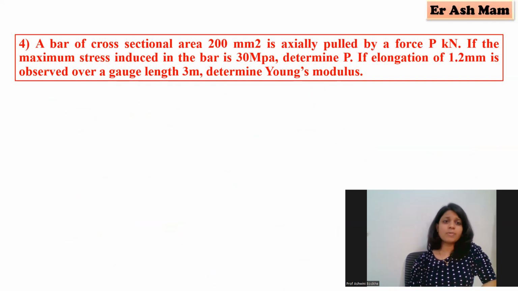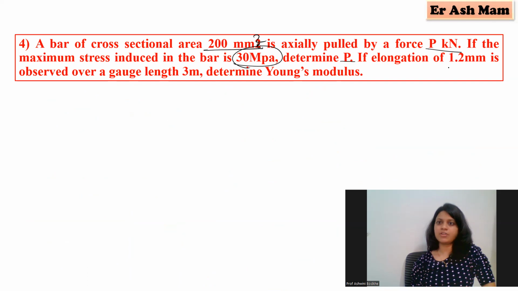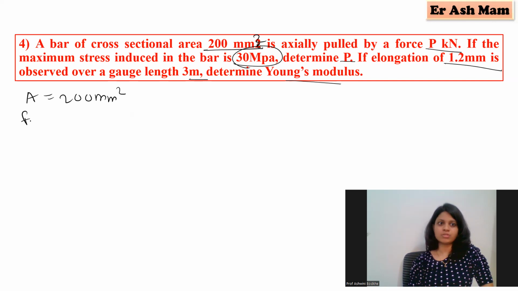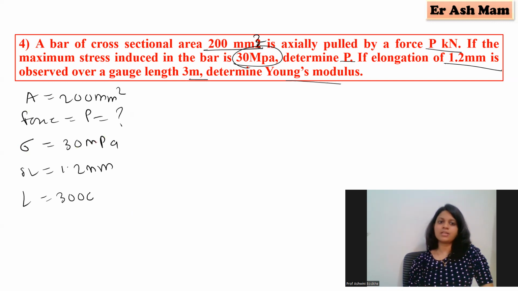Fourth. A bar of cross-sectional area 200 mm square is axially pulled by a force P kilonewton. If the maximum stress induced in bar is 30 MPa, determine P. If elongation is 1.2 mm is observed over gauge length 3 meter, determine Young's modulus. Area is given, force P is unknown, so we have to calculate P. Maximum stress equal to 30 MPa, that is Newton per mm square, and elongation delta L equal to 1.2 mm is given. Length equal to 3 meter equals 3000 mm. Young's modulus, again, is unknown.